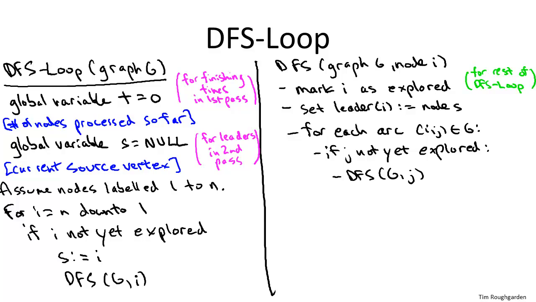Because depth first search is guaranteed to visit every node exactly once, and therefore finish with every node exactly once, this global counter t, when the first node is finished, will have value 1. Then when the next node gets finished, it'll have value 2. Then it'll have value 3, and so on. When the final node gets finished with, it'll have value n. So the finishing times of the nodes are going to be exactly the integers from 1 to n.